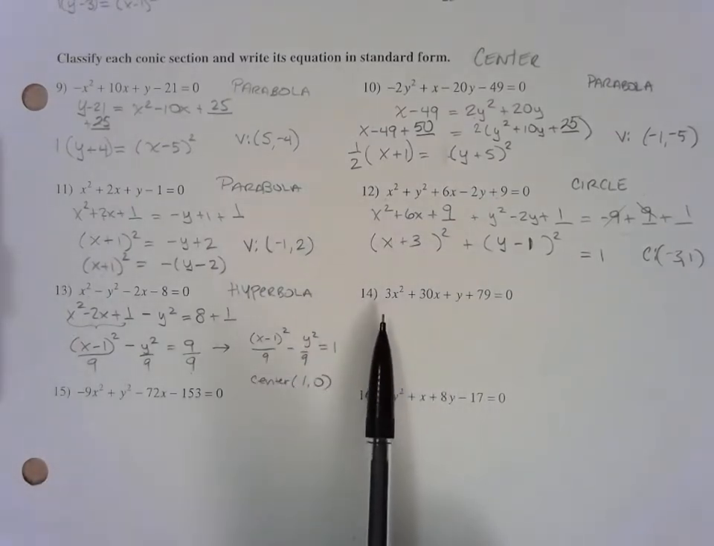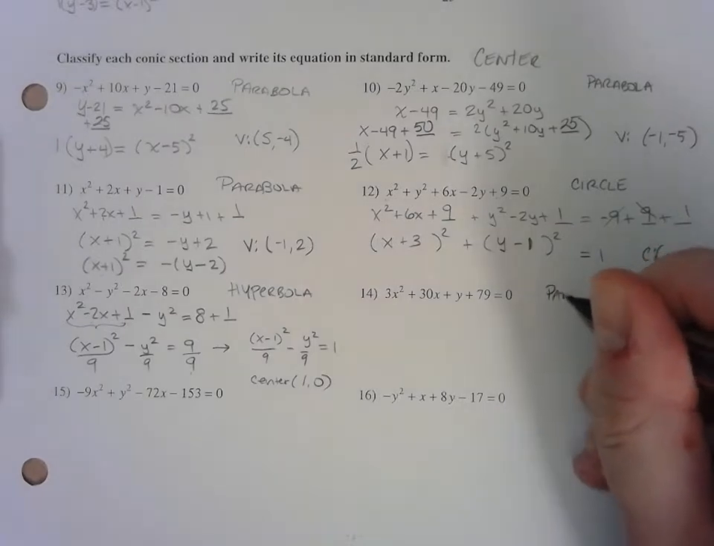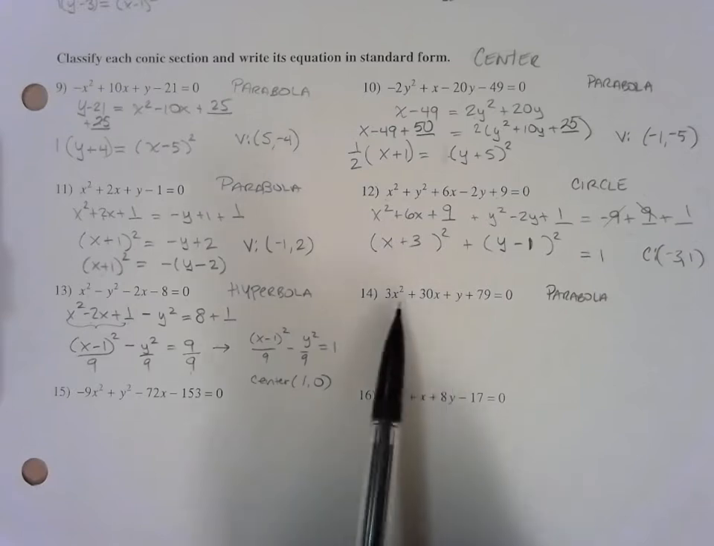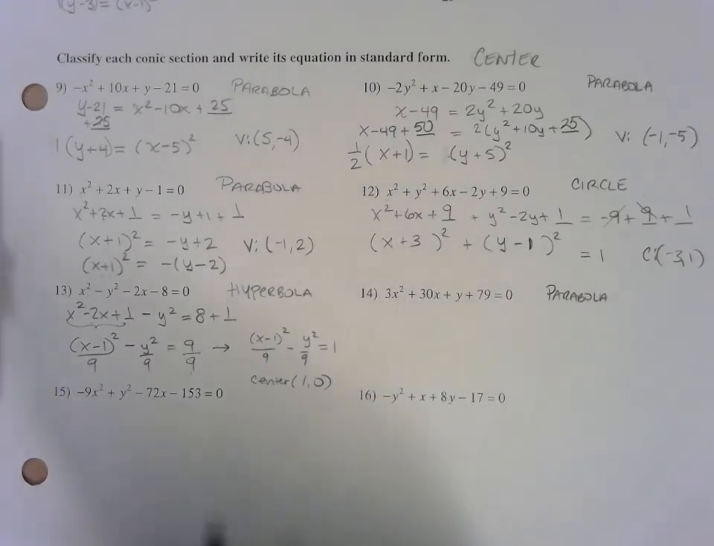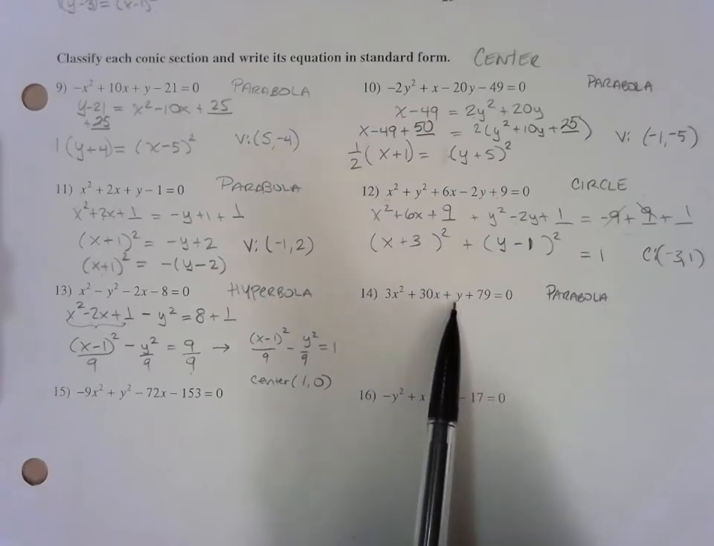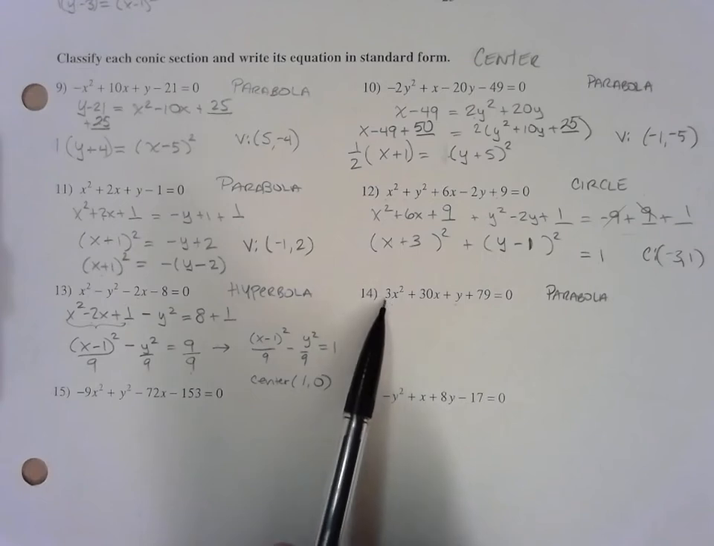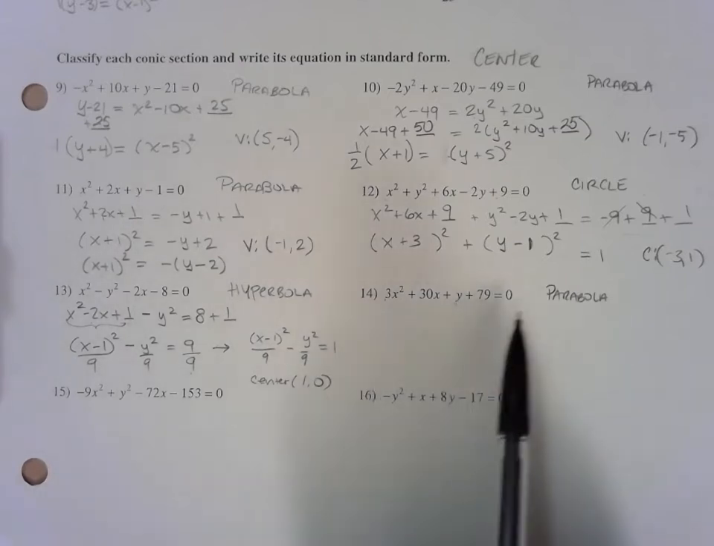Moving on to 14. I have an x squared, but not a y squared. This is another parabola. I'm going to factor out our greatest common factor for my x terms to complete the square. I'm going to move the y and the 79 to the other side. I do want the coefficient of the x squared to be positive. That's why I'm going to choose to move these two terms to the other side. So it's going to be x squared equals 4py.